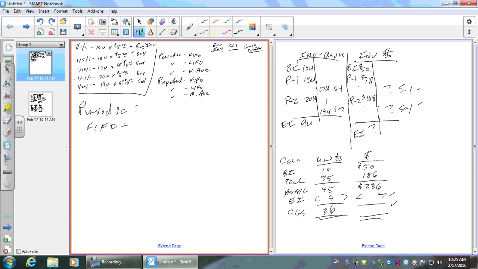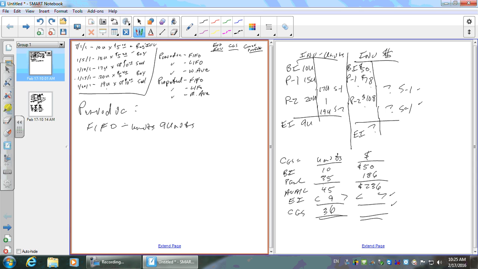How would I do FIFO? How many units do I have left? 9 units. Which ones? Okay, the last ones I bought. I made this too simple, didn't I? I should have at least reduced the inventory. Or increase the inventory, better.